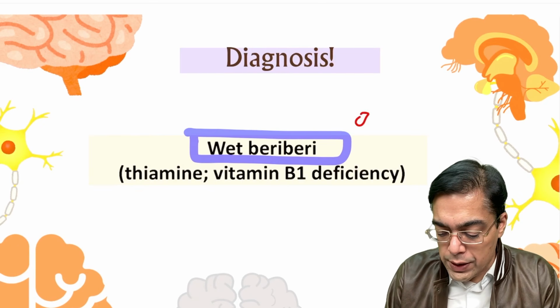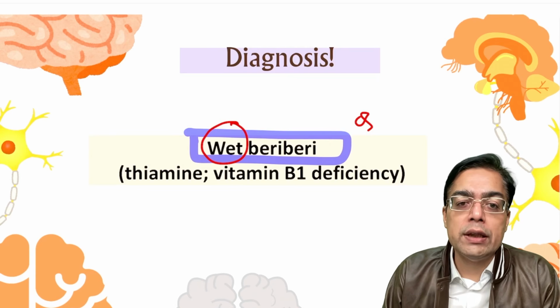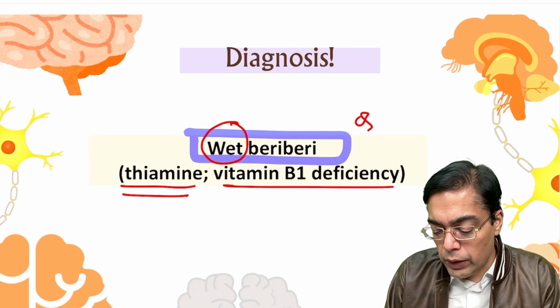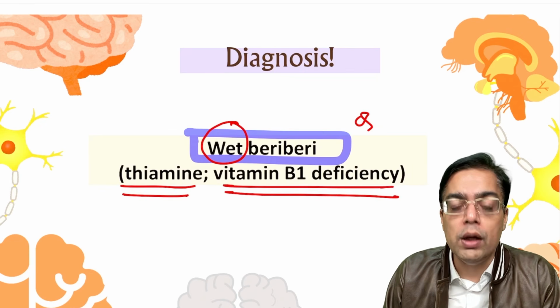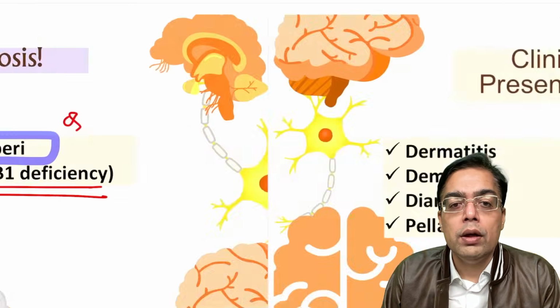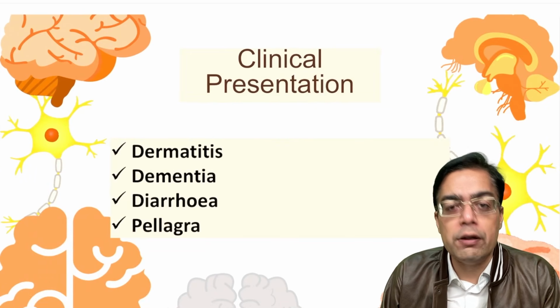So wet beriberi is associated with the word wet because there is cardiac involvement, and of course the patients are going to be having thiamine or vitamin B1 deficiency. Again, the keywords would be chronic alcoholic intake, or the patient is going to be having the presence of nutritional deficiency.